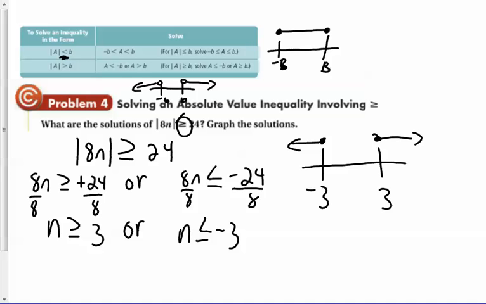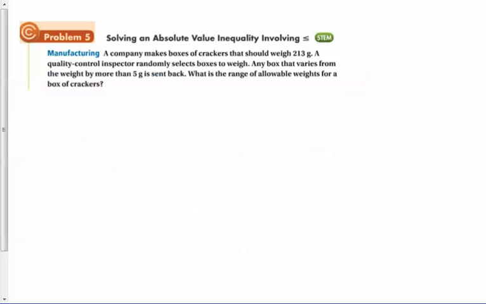Is everybody okay with that? I hope. You have a got it. Why don't you go ahead and try to do the got it, and I'll see you back here in a minute.